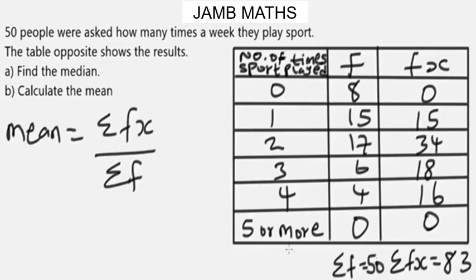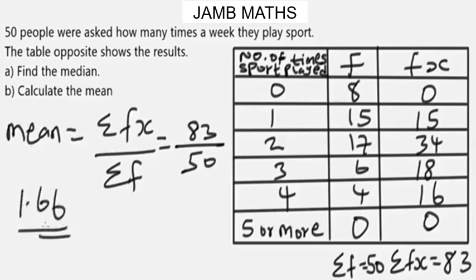So when you plug it here, you're going to have 83 over what? 50. So 83 divided by 50. When you punch it on the calculator, you're going to have it to be 1.66. So that will be the mean for this frequency data.